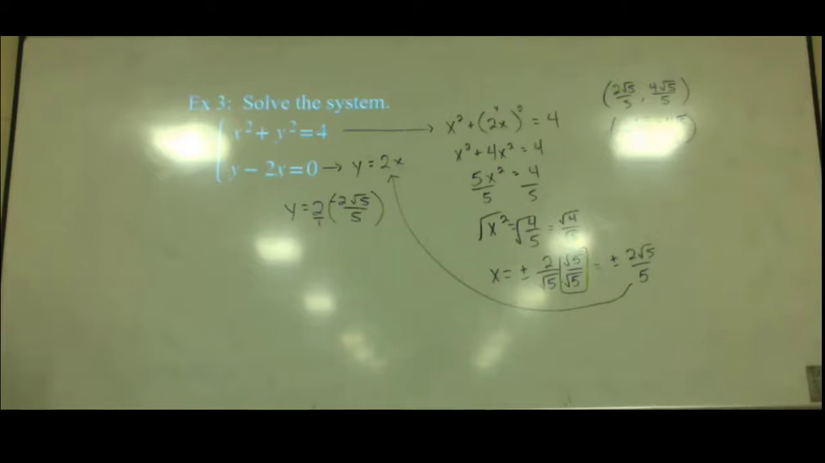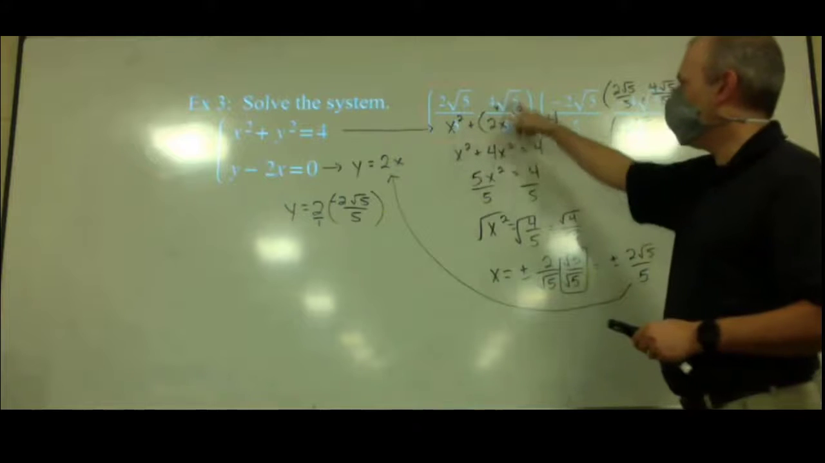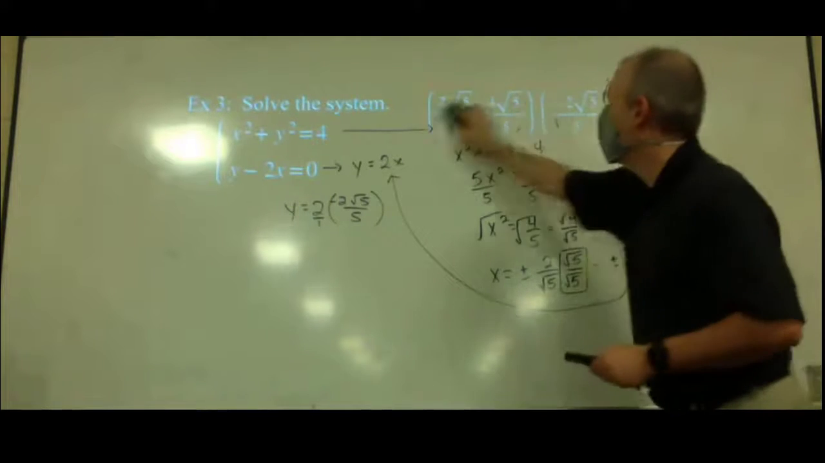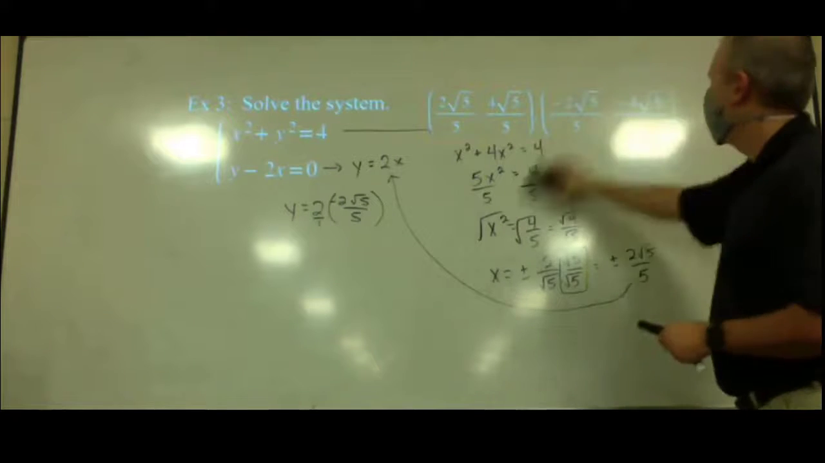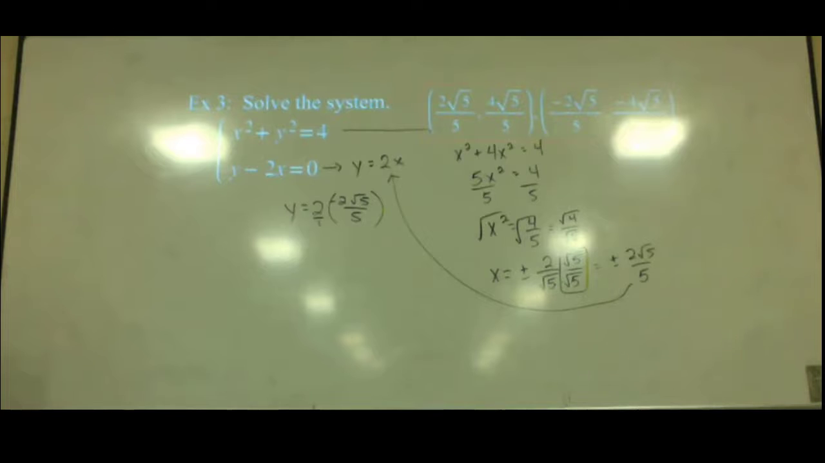Okay, so if you're going to use substitution, you're always going to go back to that variable that you isolated, in this case right here, and you're going to plug that back in. Okay, so we get those 2 answers. 2 square root of 5 over 5, comma 4 square root of 5 over 5, and then same thing with the negatives here. Okay, does that make sense? So nonlinear systems, that's how they work.